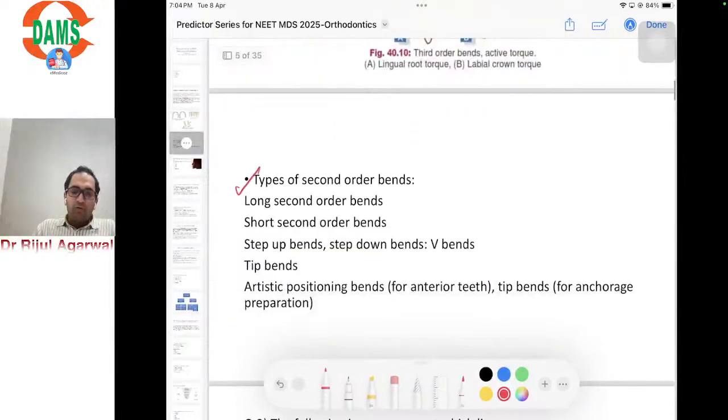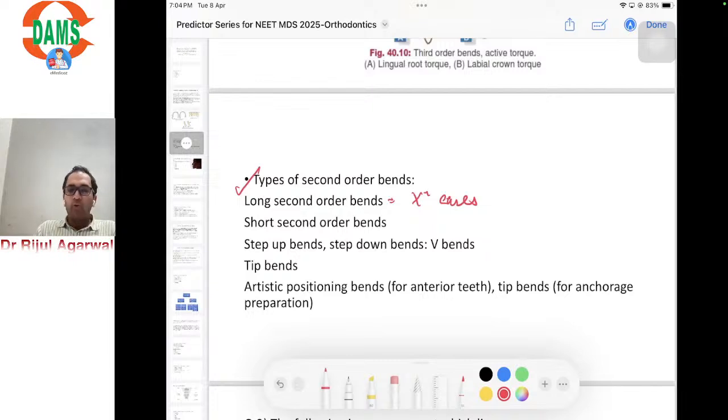So coming back to the second order, there are many types. First, there can be long second order bends, which are given in extraction cases. Short second order bends are given in non-extraction cases. It's common sense, they become long because of the absence of the intervening premolar.